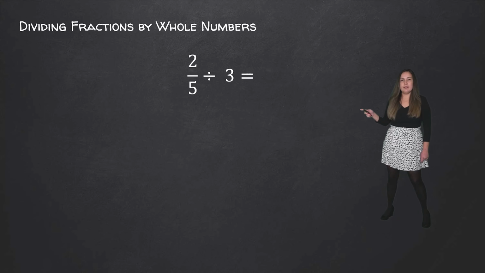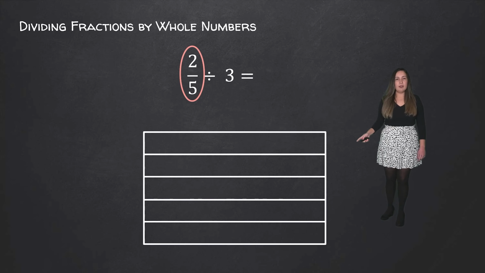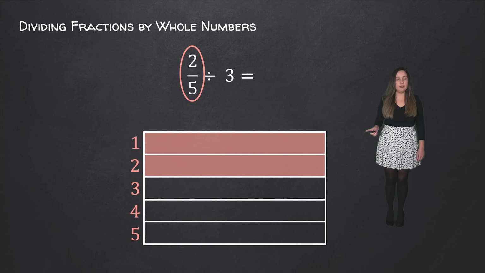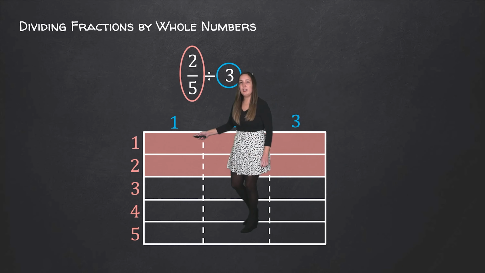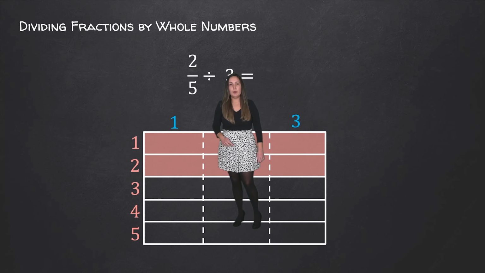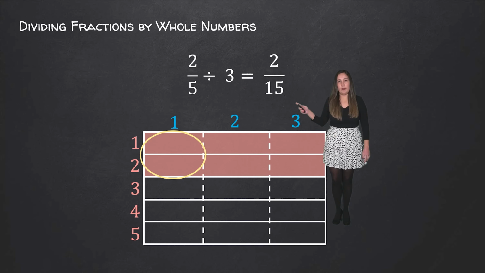Here we have 2/5 divided by 3. So first, let's represent 2/5. We have 5 equal parts. We're going to shade in 2 of these 5 equal parts to represent 2/5. In order to divide by 3, we're going to cut vertically into 3 equal parts. And then for our answer, we're going to look at the first column. And in our first column here, we have 2 shaded parts. And we have a total now of 15 pieces. So our answer is 2 out of 15.